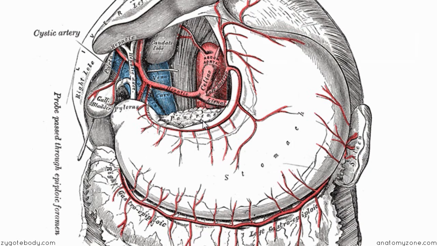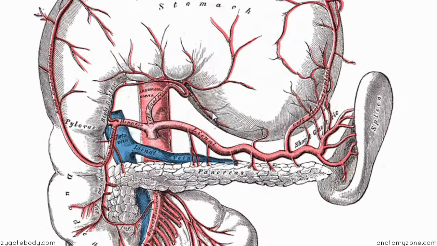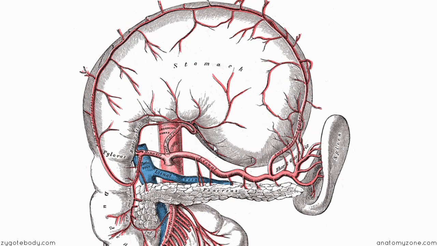So what we're going to do is switch to another diagram now, and we're going to flip the stomach up. So just imagine we're going to take the stomach and flip it over to the top, and we're going to look at the splenic artery, and we'll be able to see the pancreas below. So we've just flipped the stomach up, and this is the posterior surface of the stomach.